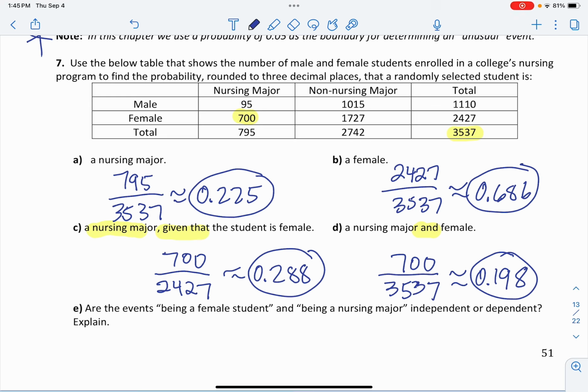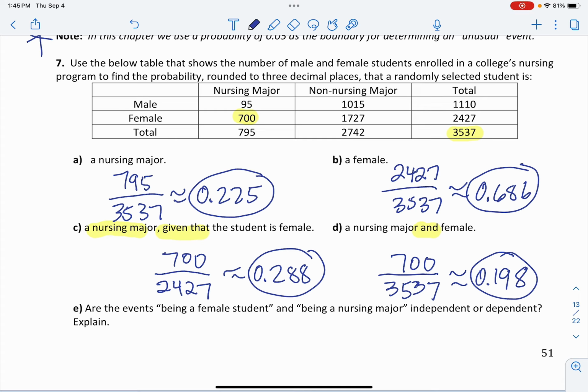Finally, are the events being a female student and being a nursing major independent or dependent? So let me direct you to A and C. A is the probability of a nursing major. It's 22%. But if I put a condition on the probability, the condition being in part C, the student is a female, notice how the probability jumps up to 29%. So because A and C are different, the condition of being a female does affect the probability of being a nursing major, and therefore they are dependent.